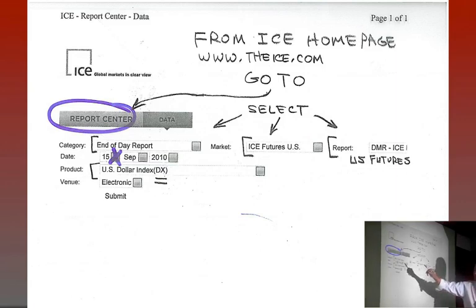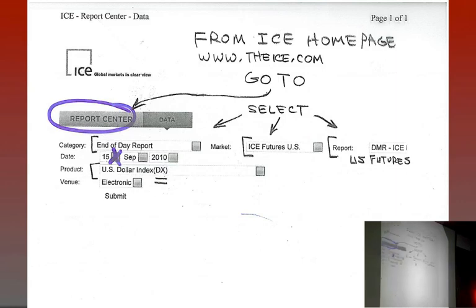So, for example, this morning, which is obviously the 16th, I put in September 15th, and you don't really have to worry about the date. The default is always the previous day. You're going to make sure that you select the ICE US futures, and then the daily market report, ICE US futures. When you plug these three in, the product drop down will come up. And if you don't want to get inundated with a whole bunch of stuff, just pick dollar index. DX, electronic, always comes up, and you click submit.